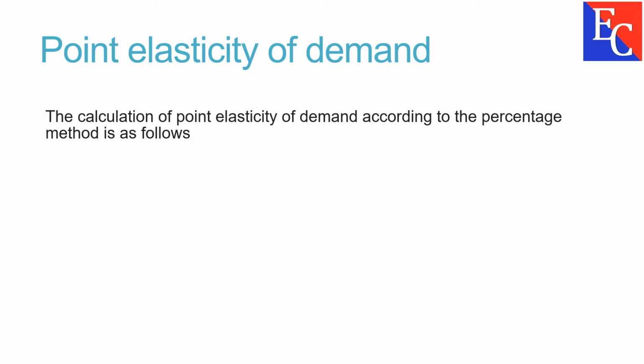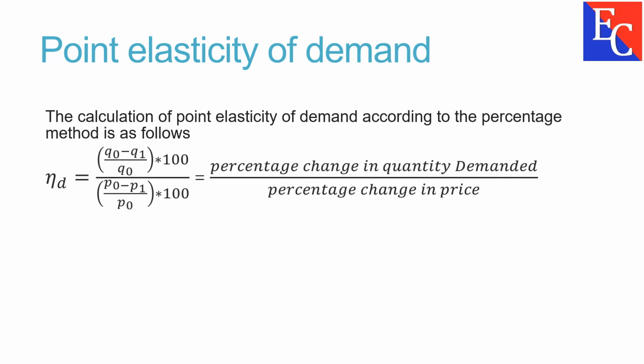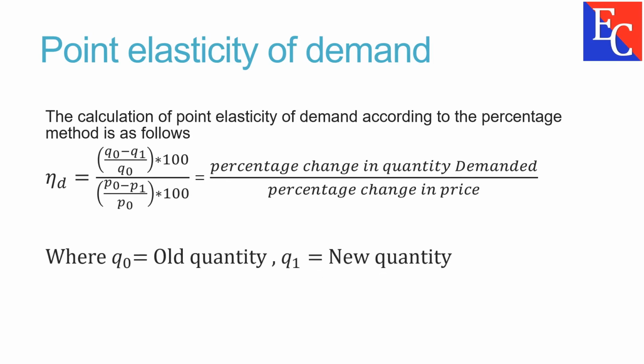To calculate the point elasticity of demand according to percentage method is as follows, where percentage change in quantity demanded is equal to Q0 minus Q1 divided by Q0 into 100, and percentage change in price is equal to P0 minus P1 divided by P0 into 100, where Q0 is old quantity, Q1 is new quantity, P0 is old price, P1 is new price.